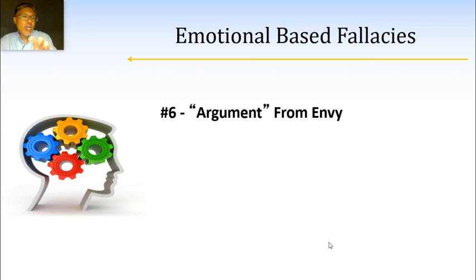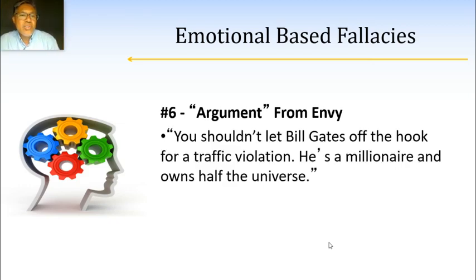And remember, since we're trying to convince them of something, you want to have a shared bond so that you both feel envious of somebody, right? So you make them feel envious of somebody else, and you use that envy to move them towards seeing a claim the way you want them to see it. You shouldn't let Bill Gates off the hook for a traffic violation. He's a millionaire and owns half the universe. Okay, so you're trying to get the listener to feel envy, be envious of Bill Gates.